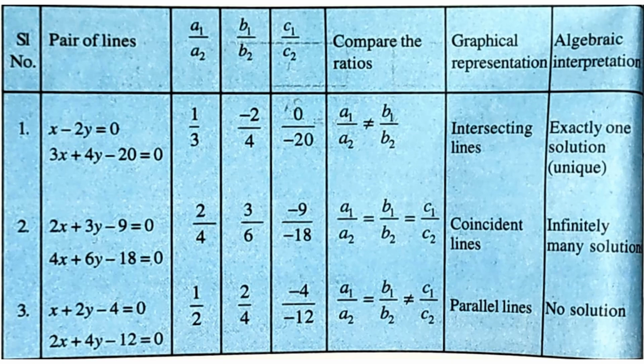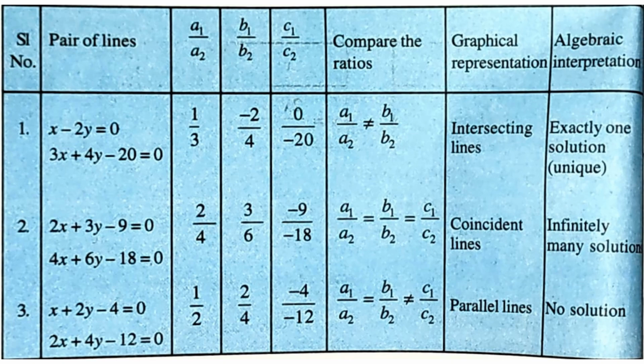In the second case, we are given another pair of linear equations. In this case, a1/a2 is 2/4 or 1/2, b1/b2 is 3/6 or 1/2, and c1/c2 is also 1/2. So a1/a2 = b1/b2 = c1/c2. So the lines are coincident lines, meaning only one line would be representing both the equations, and any point on this line can be a solution. So there will be infinitely many solutions. This system can also be said to be consistent.